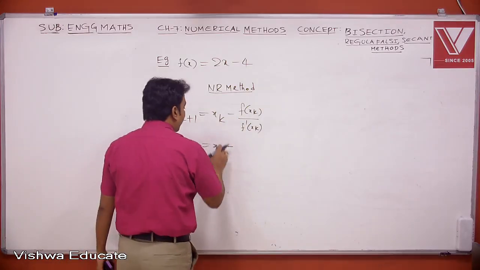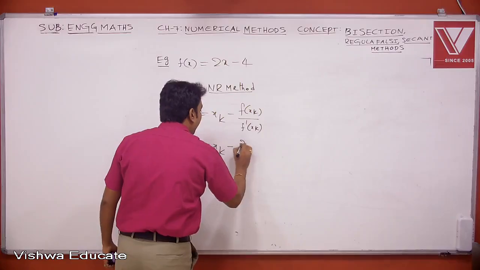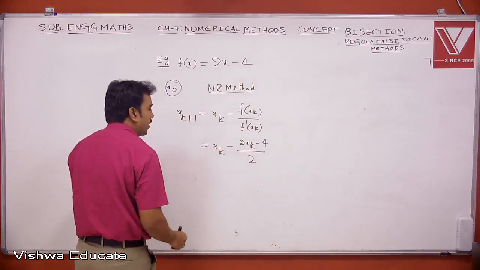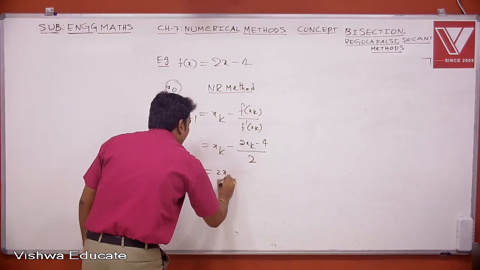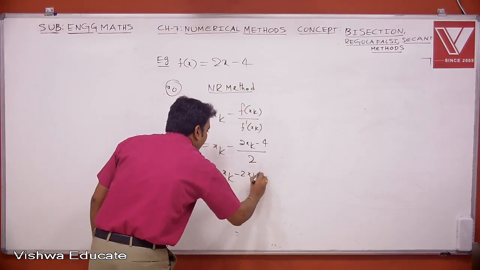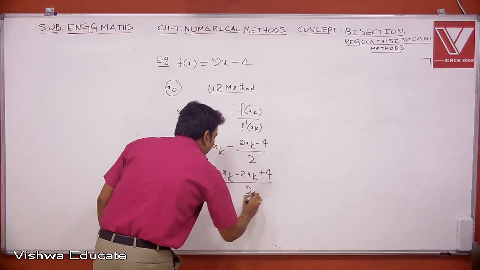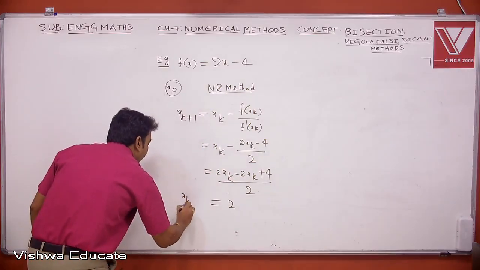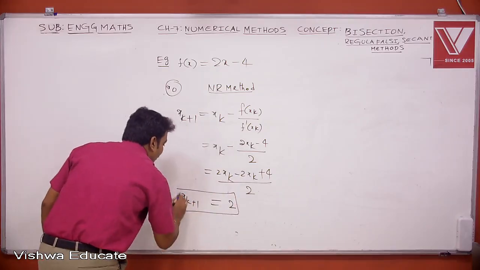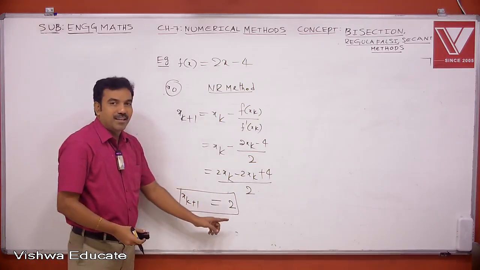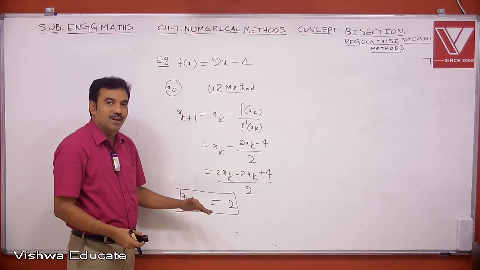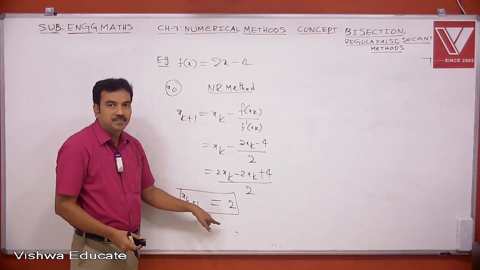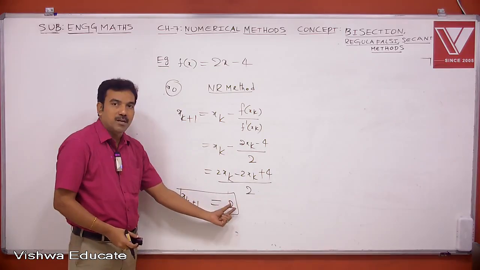Now what will happen? f of xk is 2 into xk minus 4, and the derivative is 2. So this is xk minus (2xk minus 4) divided by 2, which is (2xk minus 2xk plus 4) divided by 2. The 2xk minus 2xk cancels, and this is 4 by 2. Therefore x(k+1) equal to 2. This is a constant expression, so the initial approximation is not required. Whatever initial approximation you take, x(k+1) always becomes 2.